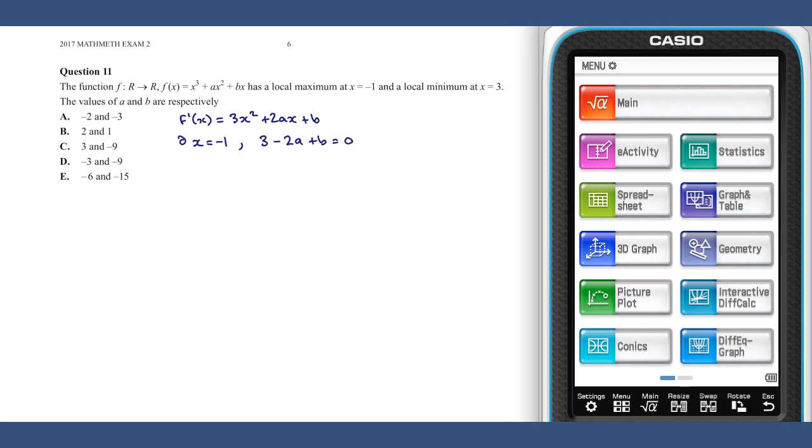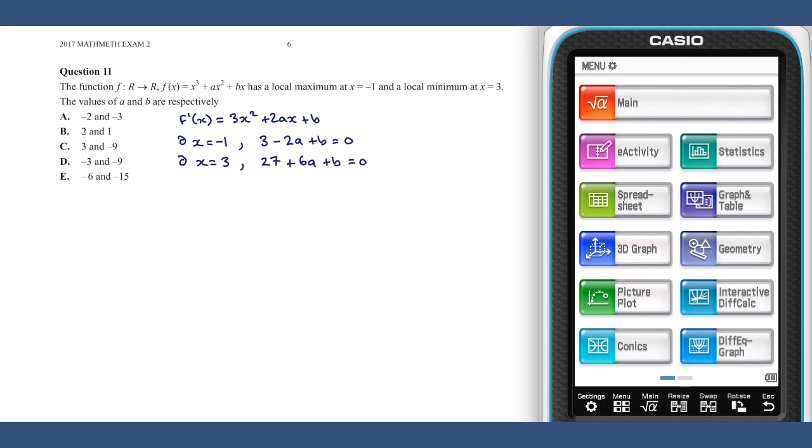Similarly, at x equals 3, the derivative will be equal to 0. Substituting in x equals 3, 3 by x squared is 27, 3 by 9, plus 2a by 3, so that's plus 6a plus b equals 0.